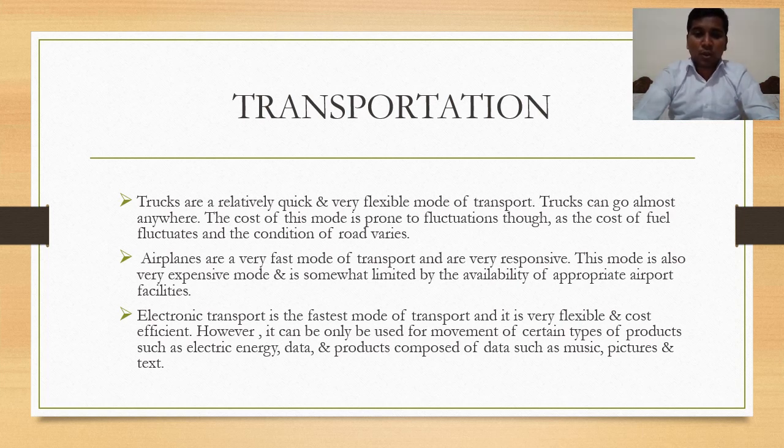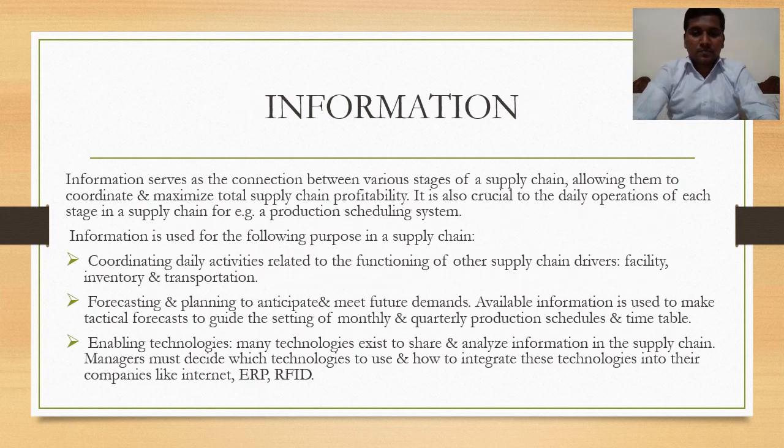This mode is also very expensive and is somewhat limited by the availability of appropriate airport facilities. Electronic transport is the fastest mode of transport and it is very flexible and cost efficient. However, it can only be used for the movement of certain types of product such as electric energy, data, or products composed of data such as music, pictures, and text.